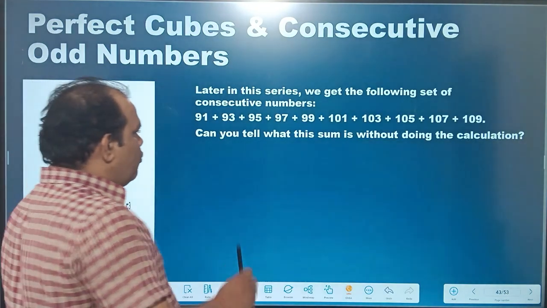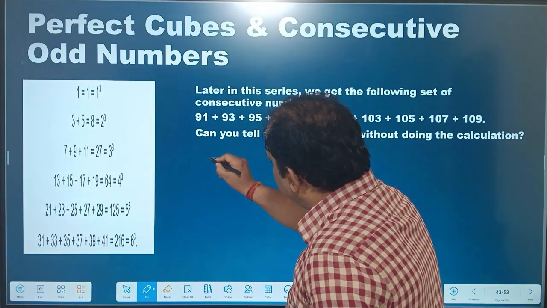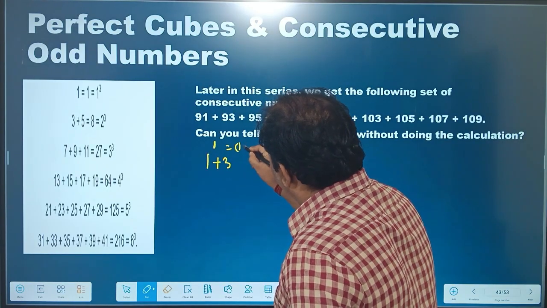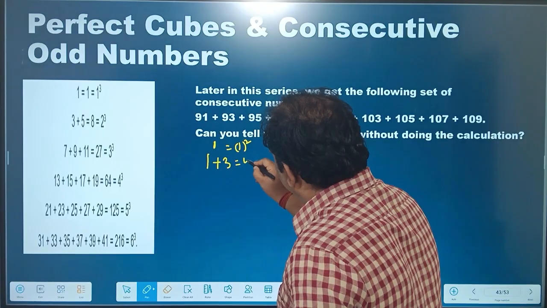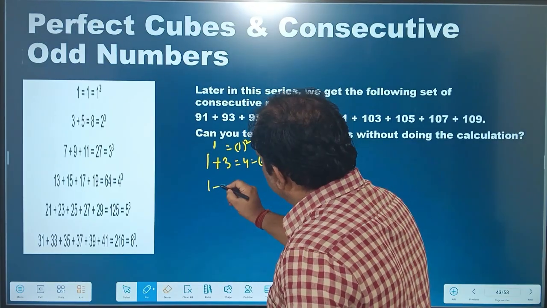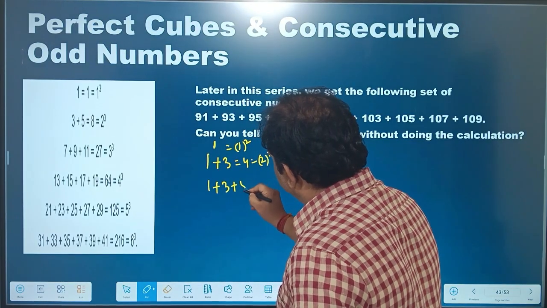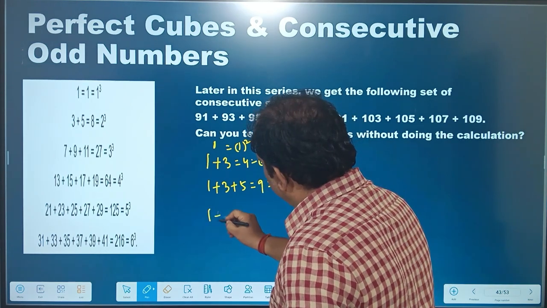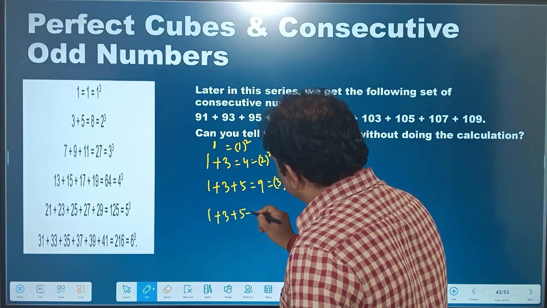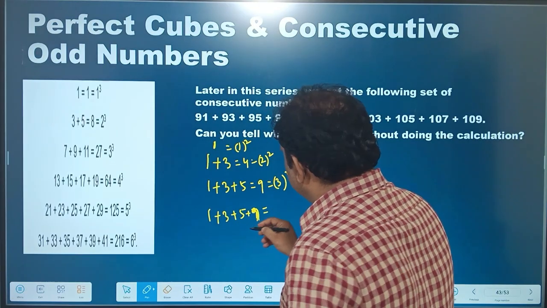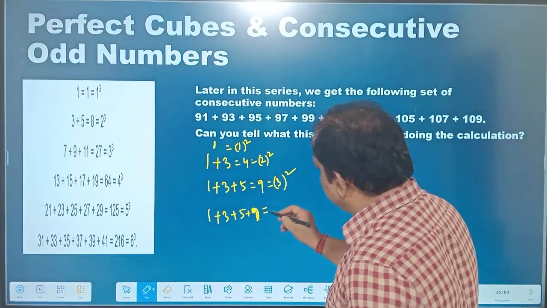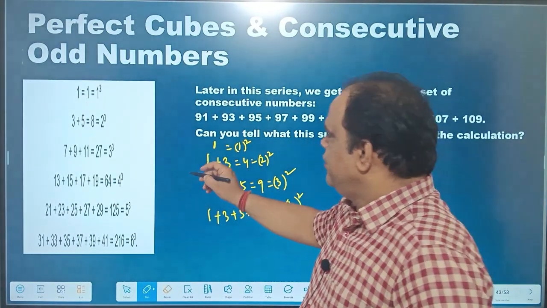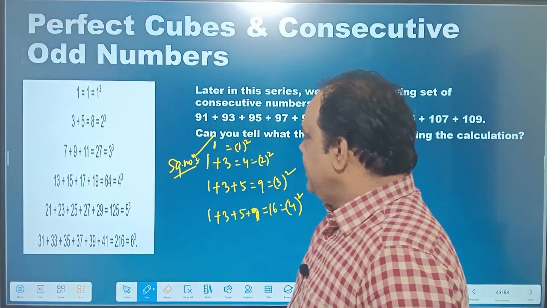You remember while we were doing squares, we used to do 1 plus 3. First of all, it is 1, which is 1 square. If it is 1 plus 3, that is 4, so this is 2 square. Again, we add the next odd number: 1 plus 3 plus 5 is 9, and this becomes 3 square. If it is 1 plus 3 plus 5 plus 7, that is 16, so 16 becomes 4 square. This is the pattern we have seen in square numbers, right?